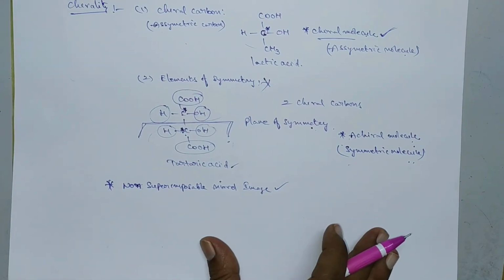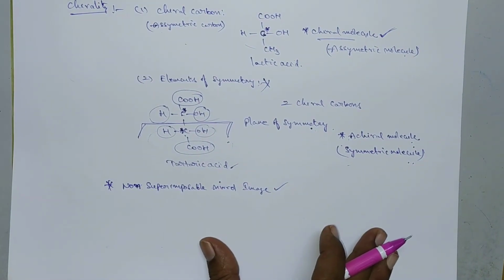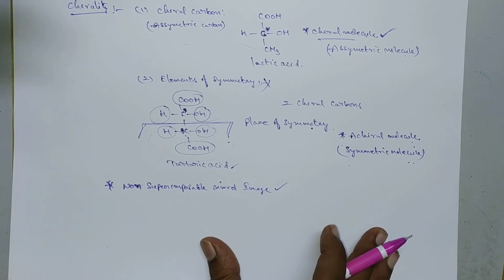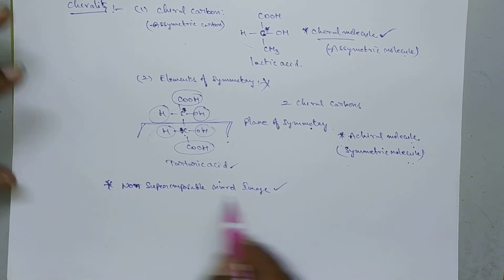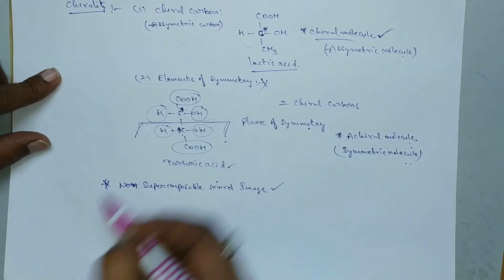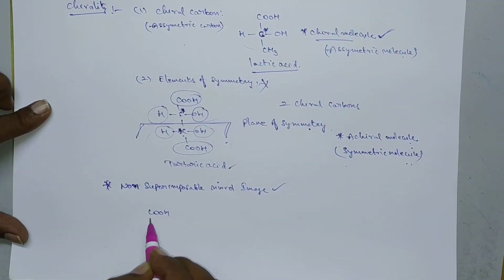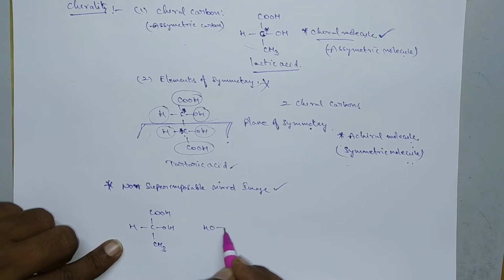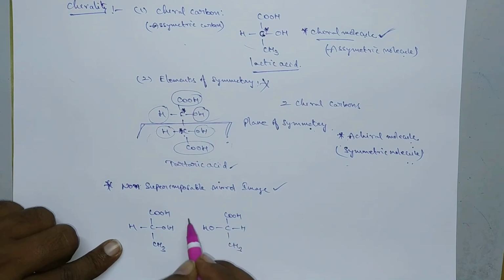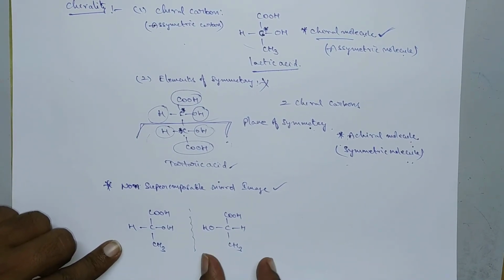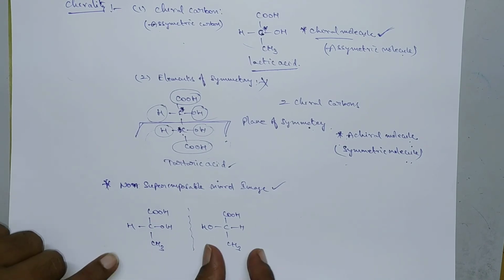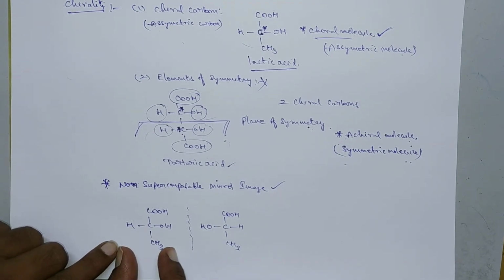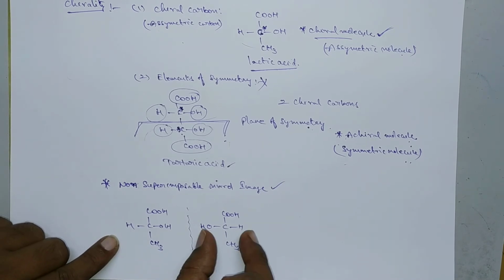So only chiral molecules will exhibit optical isomerism. We can take some examples to explain further. Now let us take lactic acid. This lactic acid formula has COOH, H and CH3. If you take the mirror image of this molecule, it is like this, COOH, H and CH3. These two are mirror images to each other and do not superimpose with each other. If the molecule is placed here, it will not superimpose. Here these groups are different.